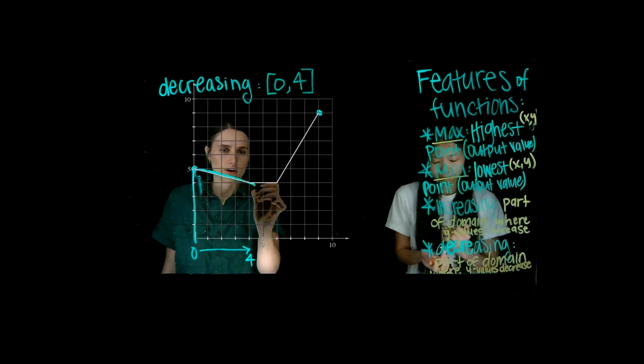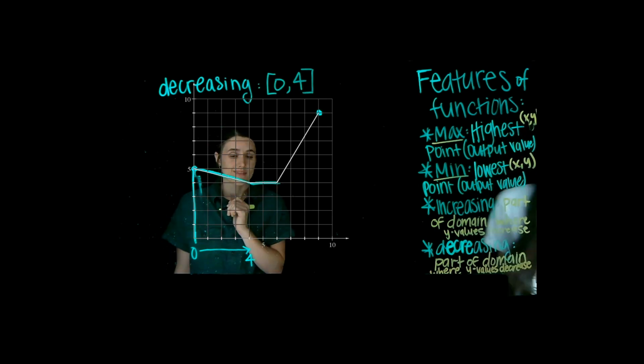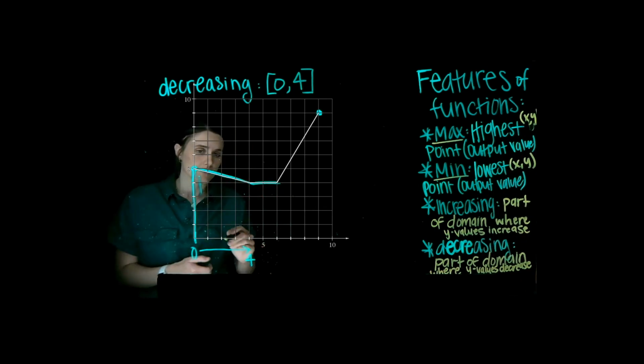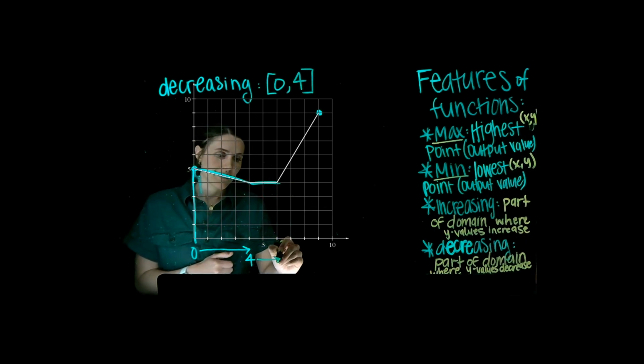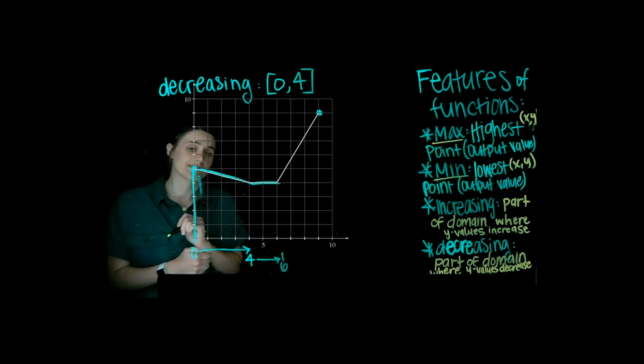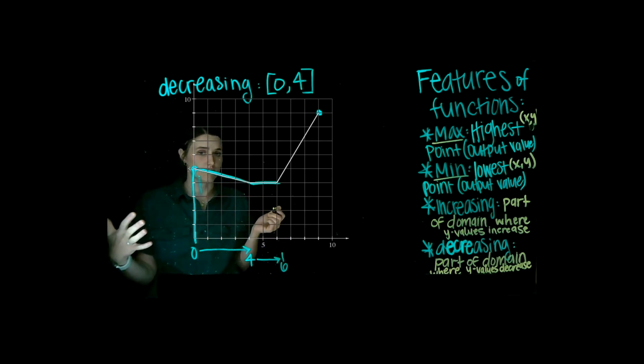And then we get to this part of our graph right here, which is flat. And so it is constant at that part. So from x equals 4 until x equals 6, our graph is constant. It's neither increasing nor decreasing. So we don't need to write an interval for that part.